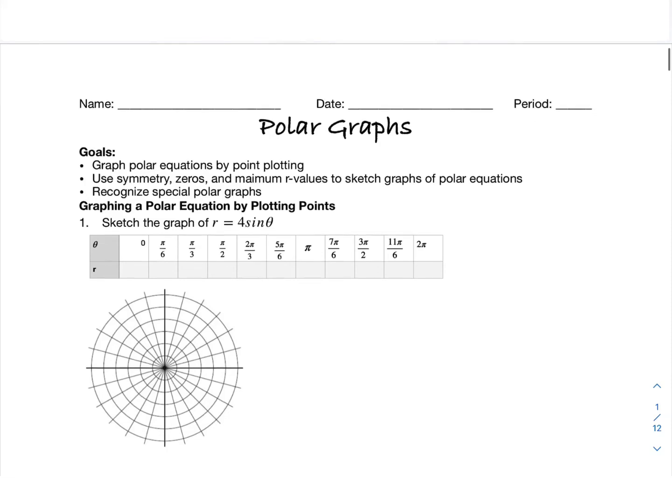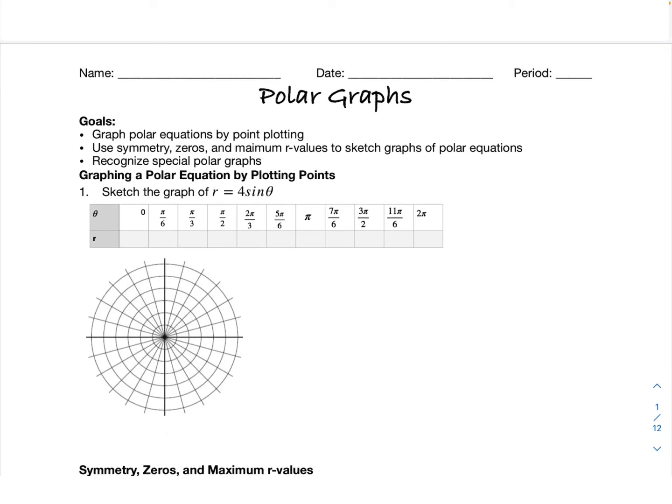In today's video, we're going to look at how to plot polar graphs, so how to graph polar functions. And we're going to use some things called symmetry, zeros, and maximum R values to help us do this. And we're going to classify some special polar graphs. But the first polar graph we're going to do is we're just going to plot some points.